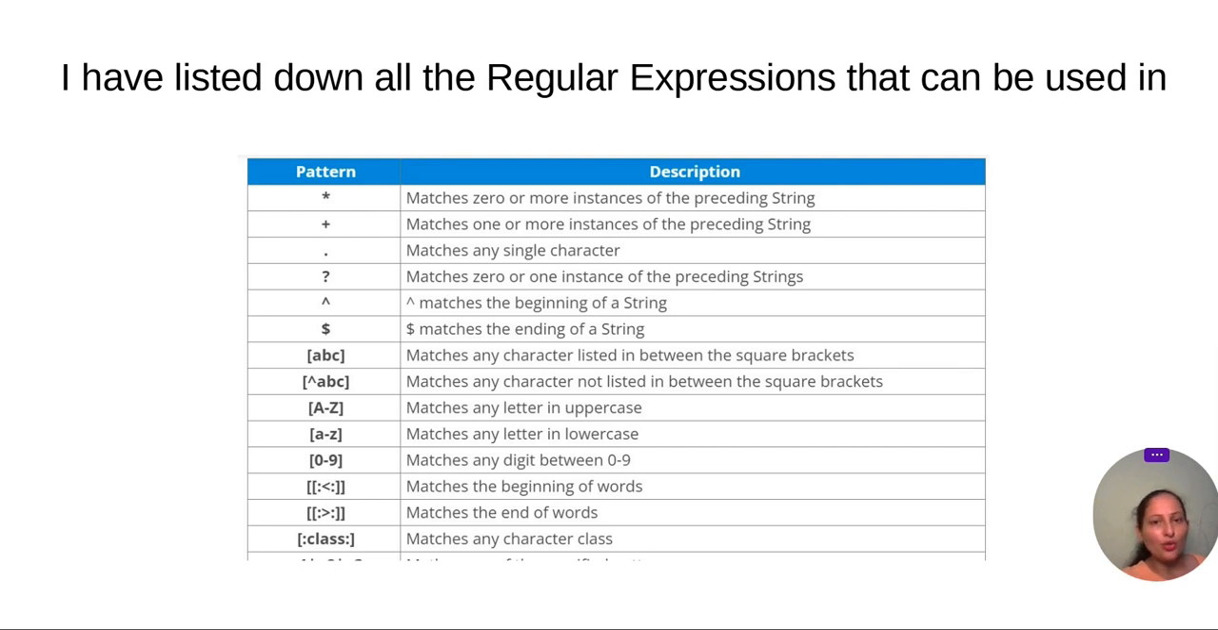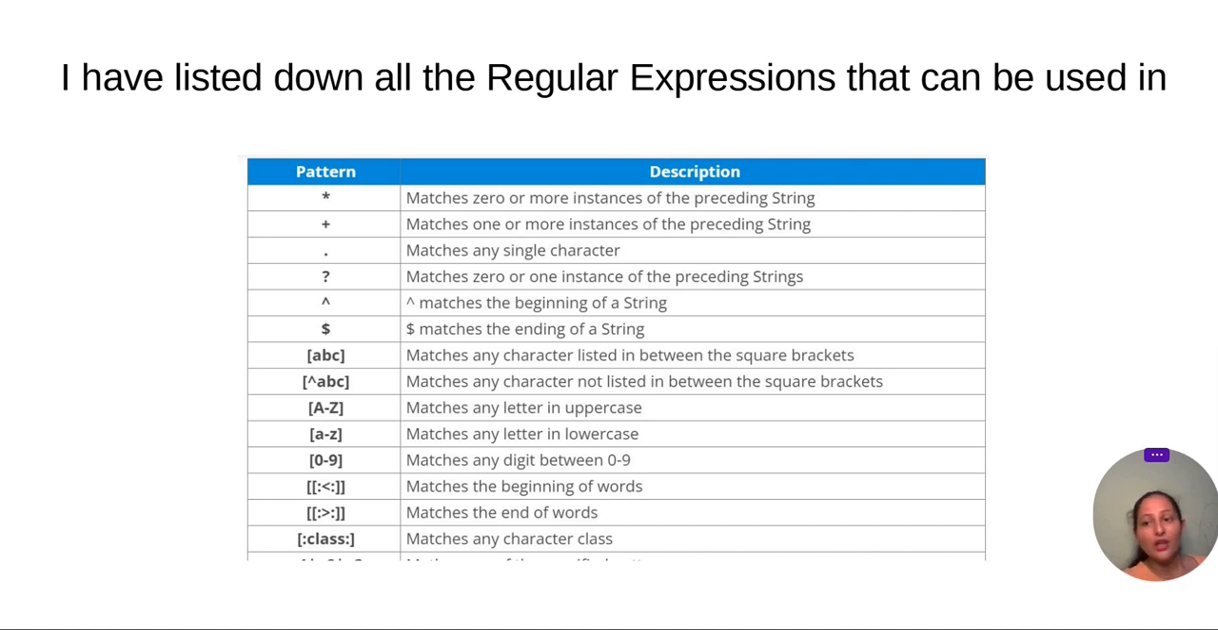Star matches 0 or more instances of the preceding string. Plus matches 1 or more instances of the preceding string. Dot matches any single character. Question mark matches 0 or 1 instance. Caret matches the beginning of the string. Dollar matches the ending of the string. [abc] within square brackets matches any character listed between the square brackets. [^abc] enclosed with brackets matches any character not listed in the square brackets.